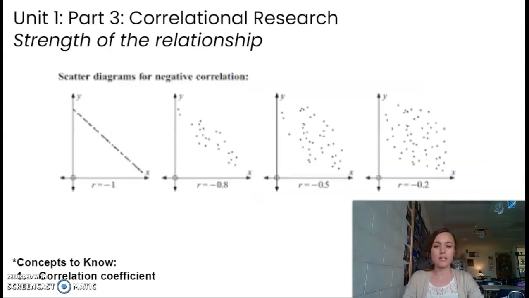On this diagram, you can see that the correlation coefficient is represented with the letter R. So R equals negative 1, or R equals negative 0.8. This is just letting you know this is the correlation coefficient. I think "R equals" is a really easy thing to remember because to me, R represents the relationship. So if R is negative 1, that's a really strong negative relationship, or if R equals positive 1, that's a very strong positive relationship.